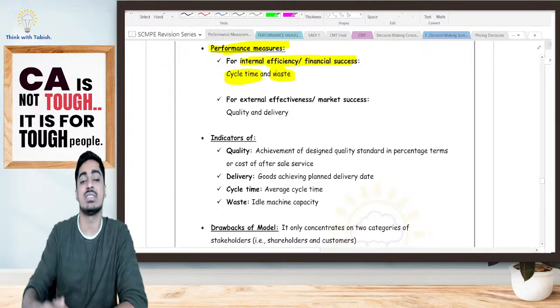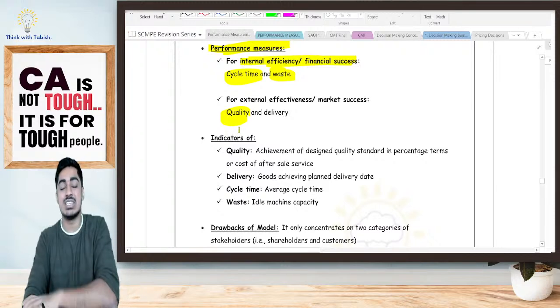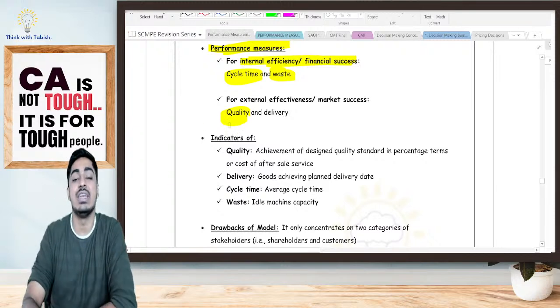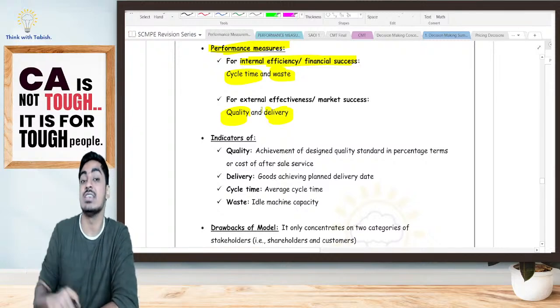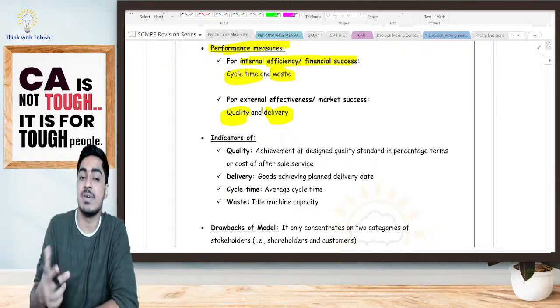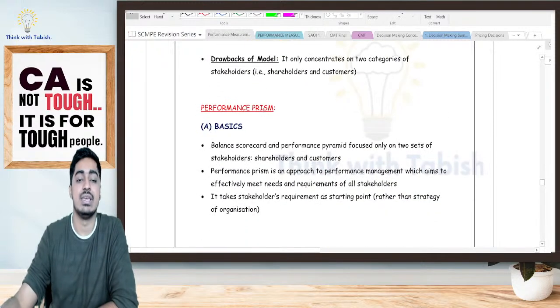Again, for market success, I will see quality, whether the quality percentage has increased. You can see the customer satisfaction index, quality rating, all of that. Delivery, how many percentage of goods are delivered on time. If that has increased, you can tell, yes, my external effectiveness is achieved, my customers are satisfied. That means I have achieved market success. Is it clear, everyone? Yes.